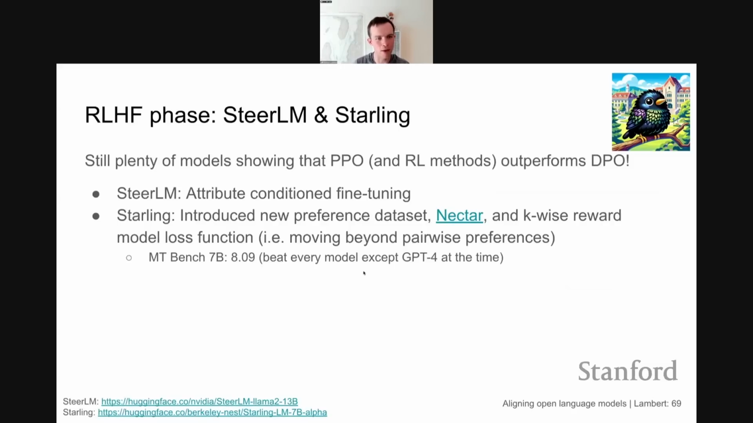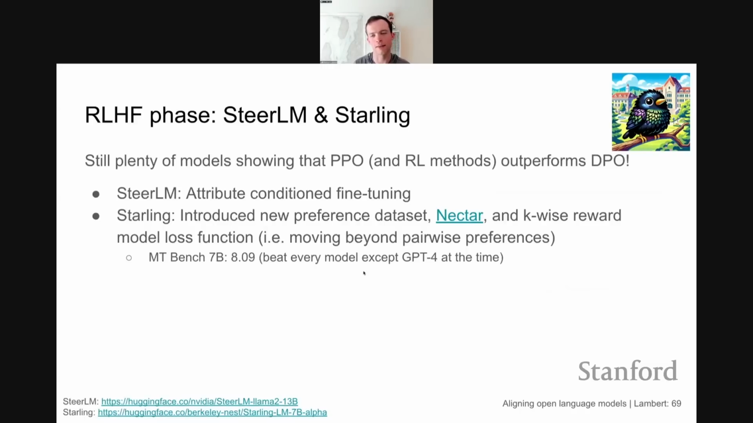And then Berkeley came out with Starling LM Alpha, where they had a new preference dataset, Nectar, which is still looked at today. And then they also used this PPO method after training a reward model. Both of these came out about the same time. And they're like, DPO isn't doing as well for us. The models are really good.